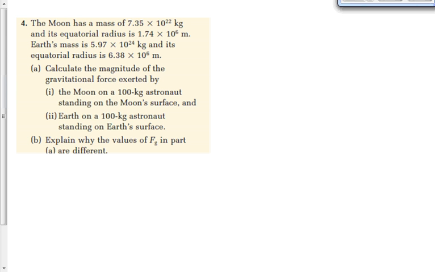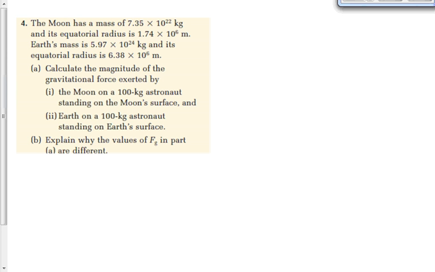So what we're saying here is that moons and planets, they're not quite spherical. They're not a perfect sphere. The radius is different depending upon where you are, where you're measuring the radius. At the equator for the moon, the radius is this, 1.74 times 10 to the 6.